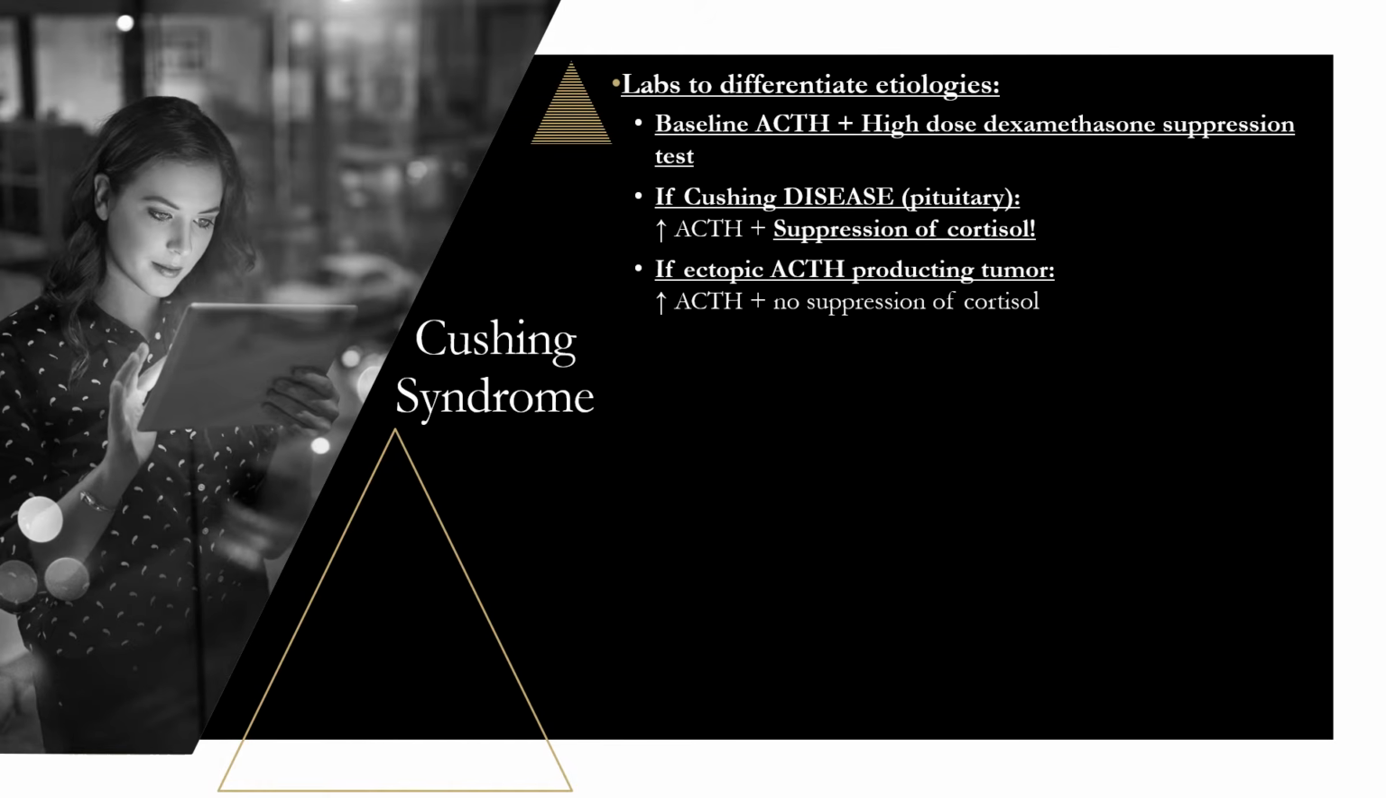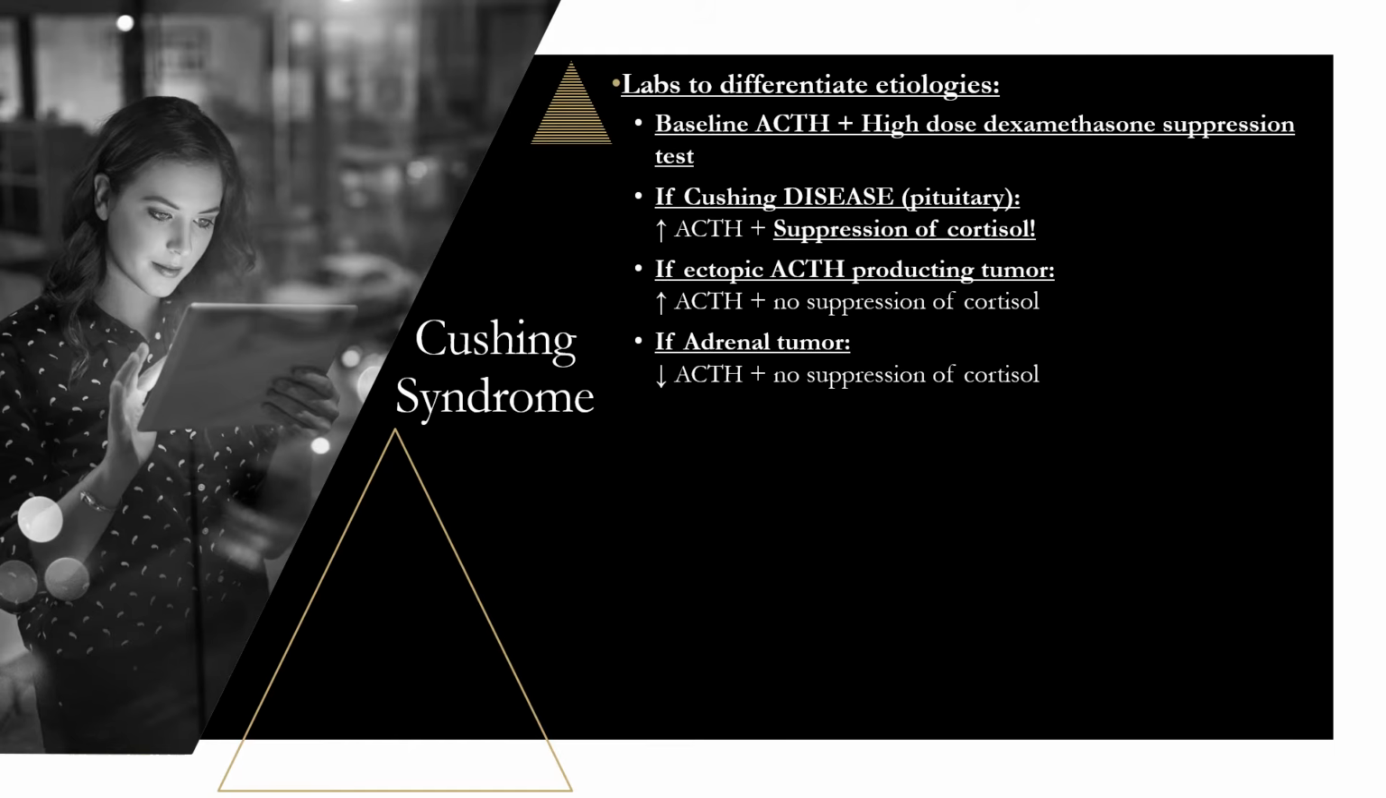If it's an ectopic ACTH producing tumor, of course the ACTH is going to be increased because it's producing that from the tumor, but there will be no suppression of cortisol. And then finally, if it's an adrenal tumor, you're going to show a decreased ACTH and no suppression of cortisol. So again, the only one suppressing is Cushing disease. And if you really think about these, it'll make sense.